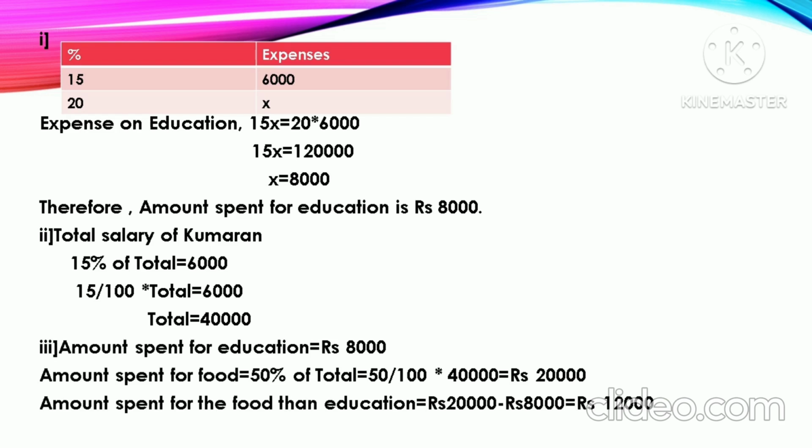Next, how much did he spend more for food than education? The amount spent for education we have already found as rupees 8,000 in the first subdivision. Next, we have to find the amount spent for food. Amount spent for food is 50% of total, which is 50 by 100 into 40,000, gives rupees 20,000. So the amount spent more for food than education is amount spent for food minus amount spent for education. Food is rupees 20,000 and education is rupees 8,000. On difference, it gives rupees 12,000.